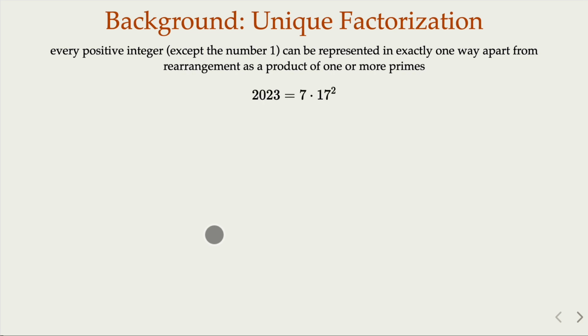It can be represented in a unique way as a product of one or more primes. For example, the year 2023 is 7 times 17 squared. So that's called the unique factorization of this integer. Of course, 2024 would be a different value, and 2025. So that's just a few examples.